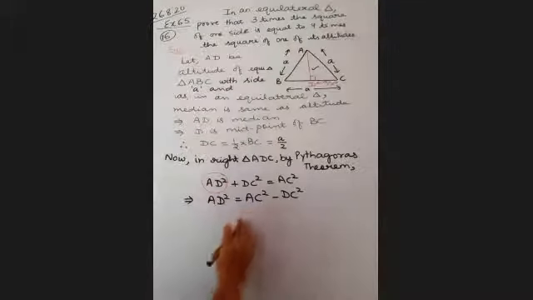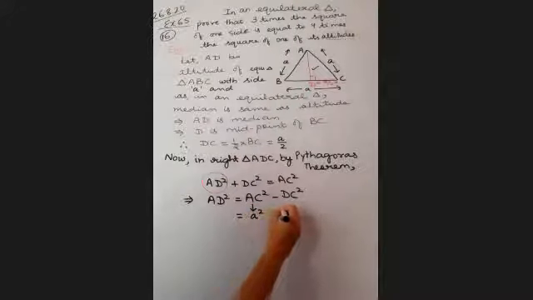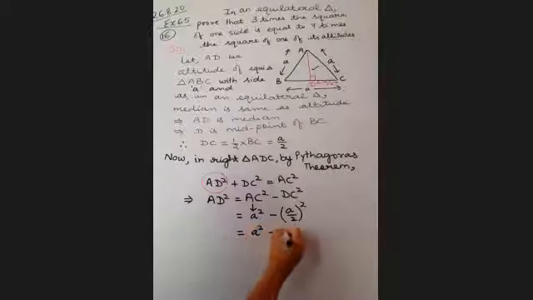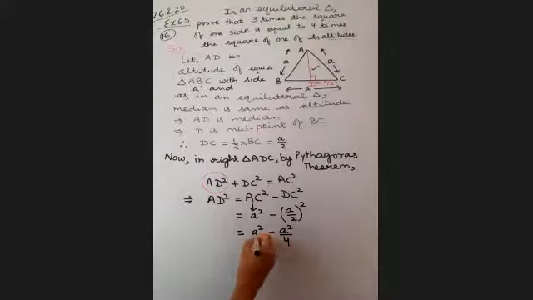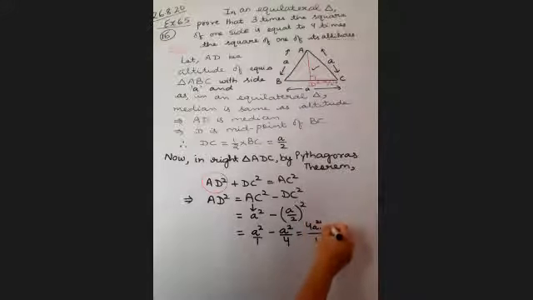Let us put the values. What is AC square? It is A square. Minus, DC is A by 2, right? Minus A square by 4. Taking LCM, children, A square can be written as A square upon 1. Now what is the LCM of 4 and 1? 4. So it is 4A square minus A square.